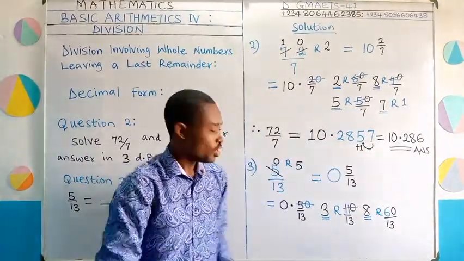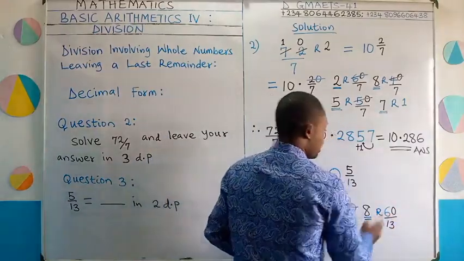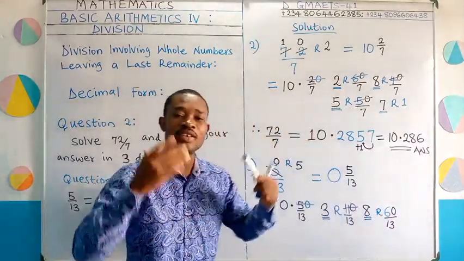I did it here, you know. So let us go. 60 divided by 13. How many times can 13 divide 60?